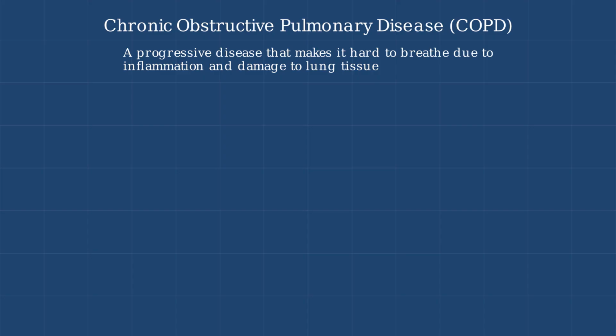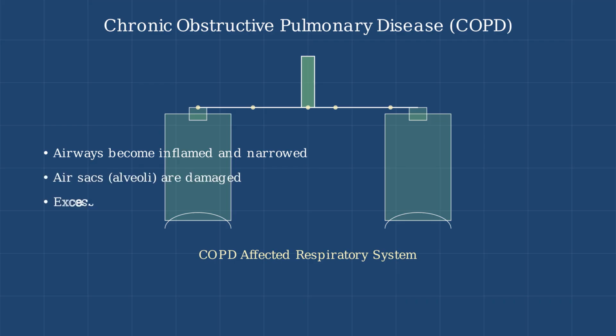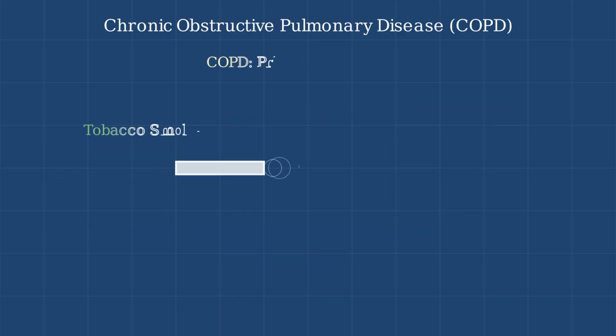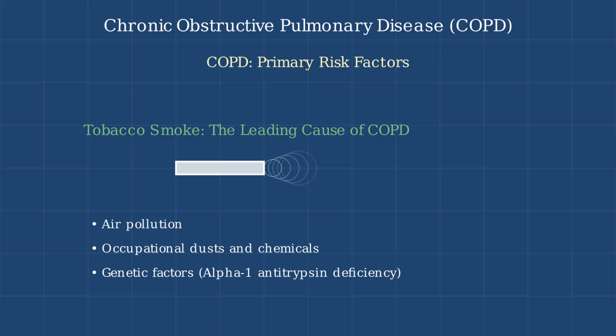COPD, or chronic obstructive pulmonary disease, is a progressive condition that makes breathing difficult due to inflammation and damage to lung tissue. In COPD, the airways become inflamed and narrowed, and the air sacs in the lungs can be damaged or destroyed. The primary risk factor for COPD is tobacco smoke, responsible for up to 80% of cases worldwide. Other risk factors include exposure to air pollution, occupational dusts and chemicals, and certain genetic factors like alpha-1 antitrypsin deficiency.